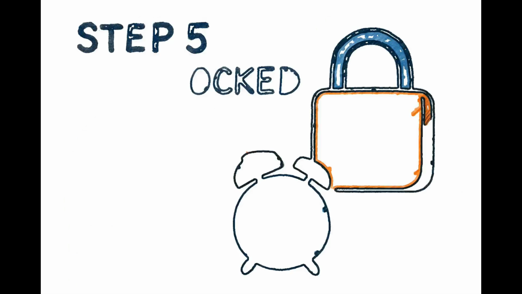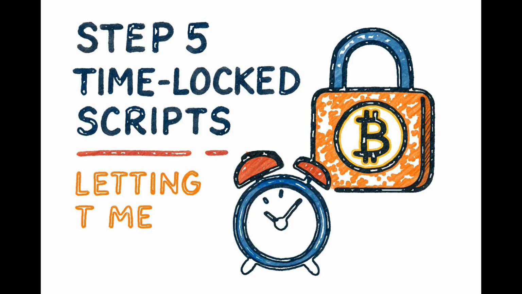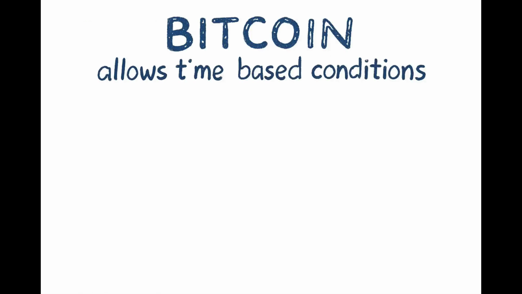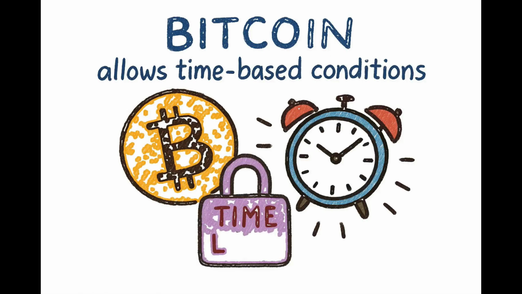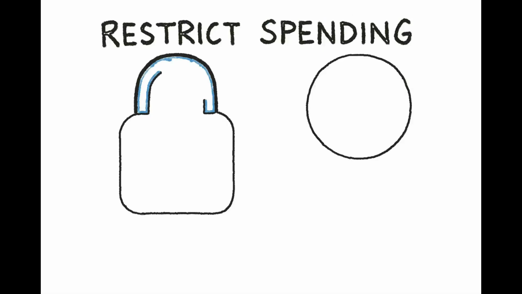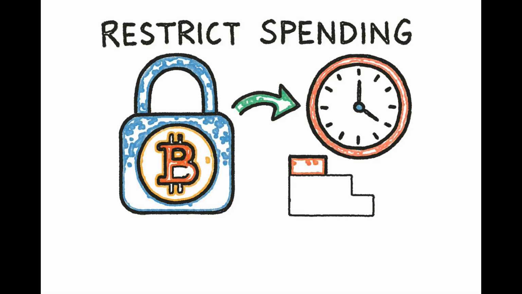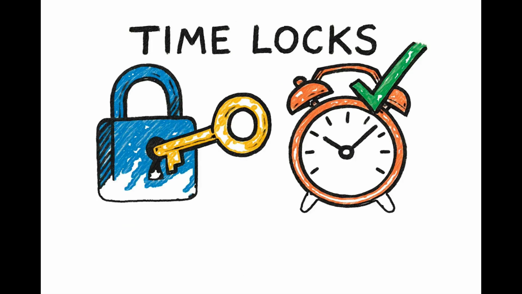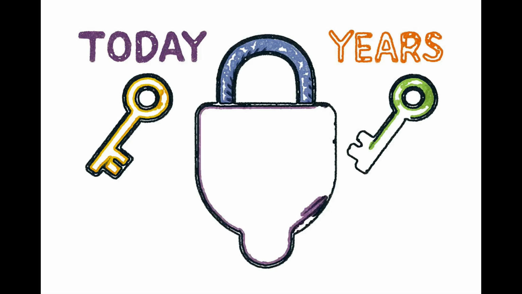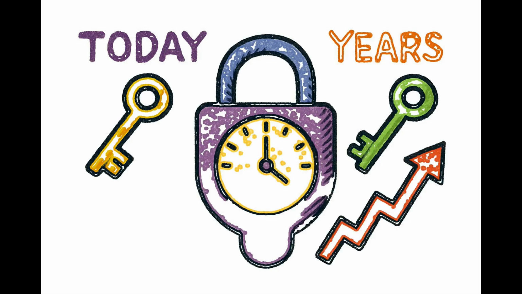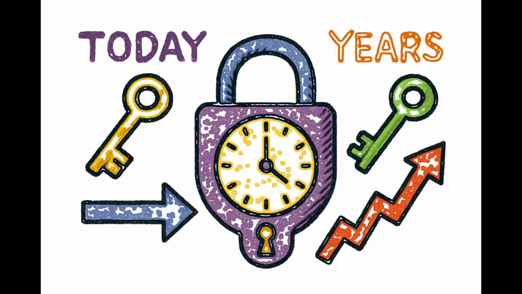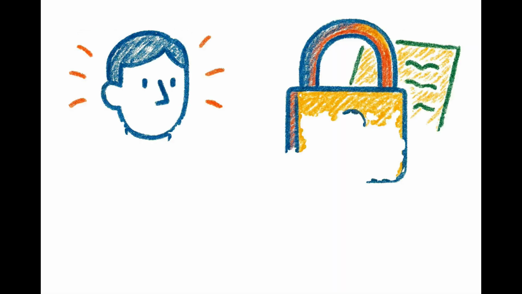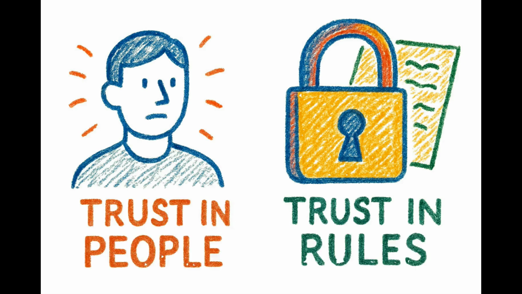Step 5. Time-locked scripts, letting time enforce rules. Bitcoin allows time-based conditions, called time locks. These scripts restrict spending until a certain block height or after a delay. Time locks can act like a silent backup signer. For example, funds might be spendable with your normal keys today, but unlock to a different path after several years of inactivity. This reduces trust in people and increases trust in rules.